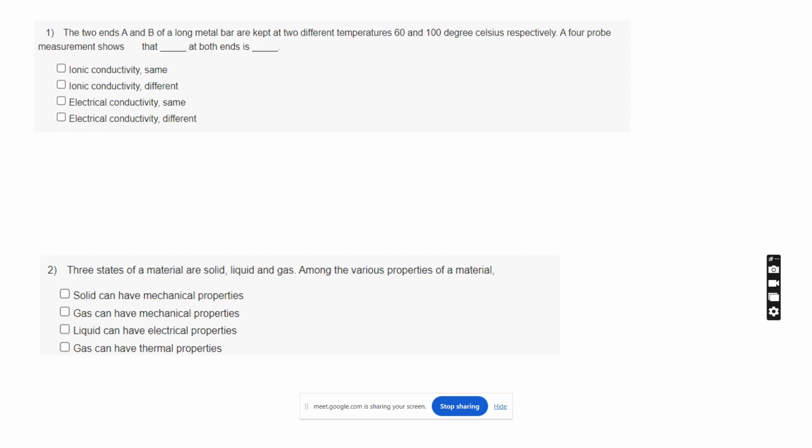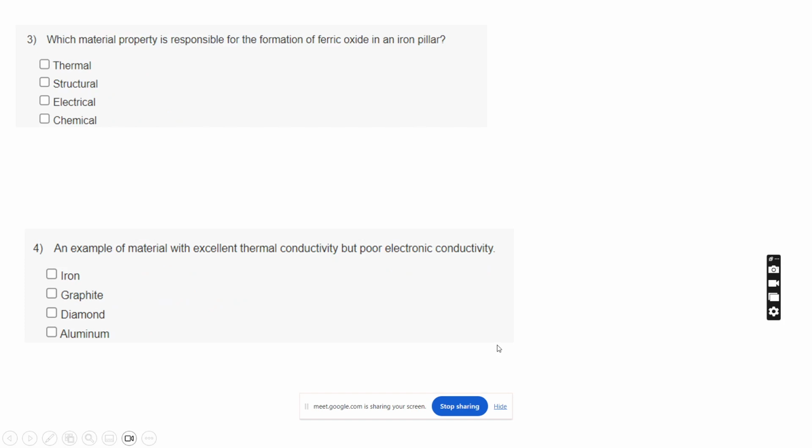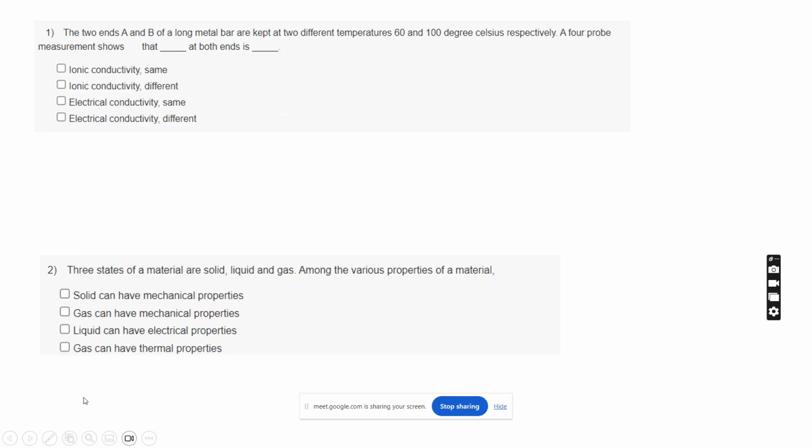Okay, so first question: the two ends A and B of a long metal bar are kept at temperatures of 60 and 100 degrees Celsius respectively. A four probe measurement shows that dash at both ends is the same. So what will be the answer? The answer will be ionic conductivity, which will be the same. Okay. And similarly, electrical conductivity, which will be different.